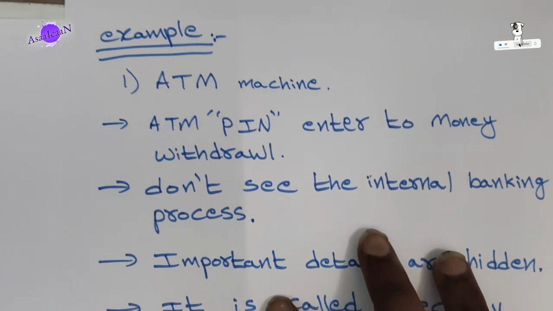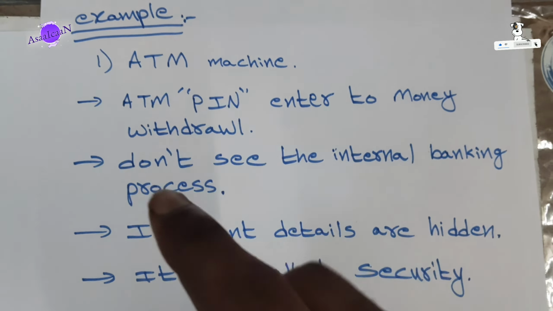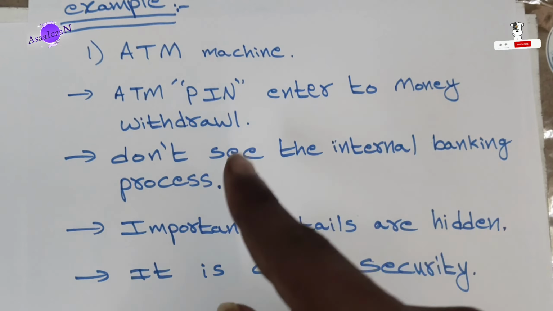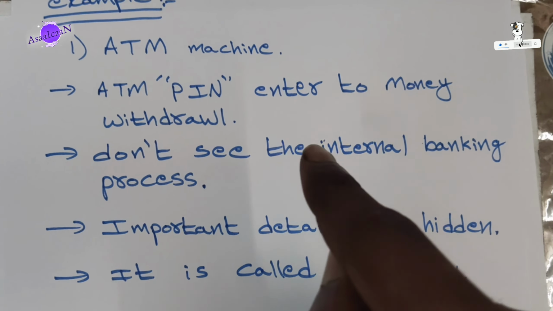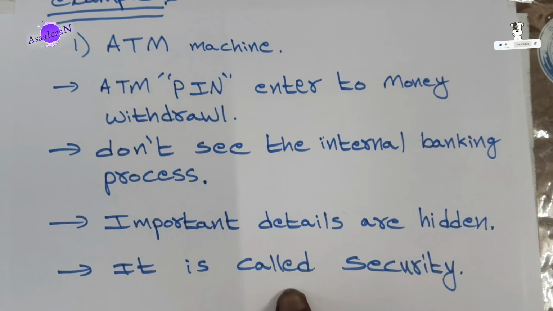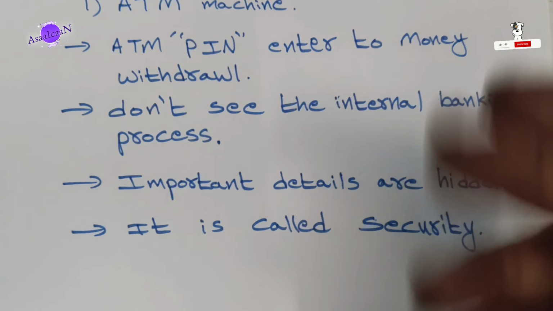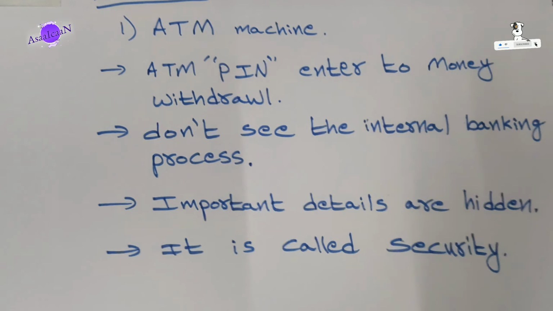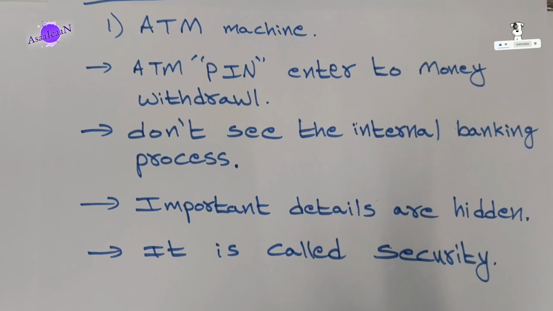For example, an ATM machine. You enter the ATM PIN for money withdrawal, but you don't see the internal banking process, right? So important details are hidden. It is called security. That's it. I think everyone understands it. Now let's see the next benefit of OOP.